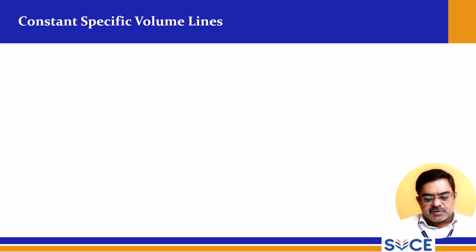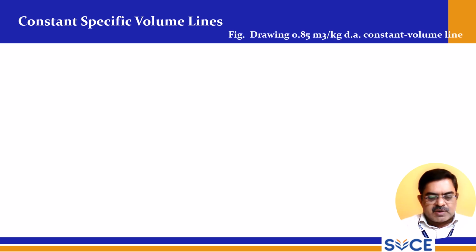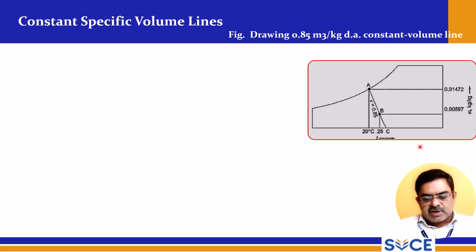So constant specific volume lines. We have seen constant specific volume lines in the main diagram. Now we will see in detail. So, drawing of the 0.85 meter cube per kg of dry air constant volume line. This is the constant volume line, and this is the point B. On this line the volume is 0.85 meter cube per kg of dry air. This is the intersecting line for this relative humidity at 25 degrees Celsius dry bulb temperature. It becomes point B.